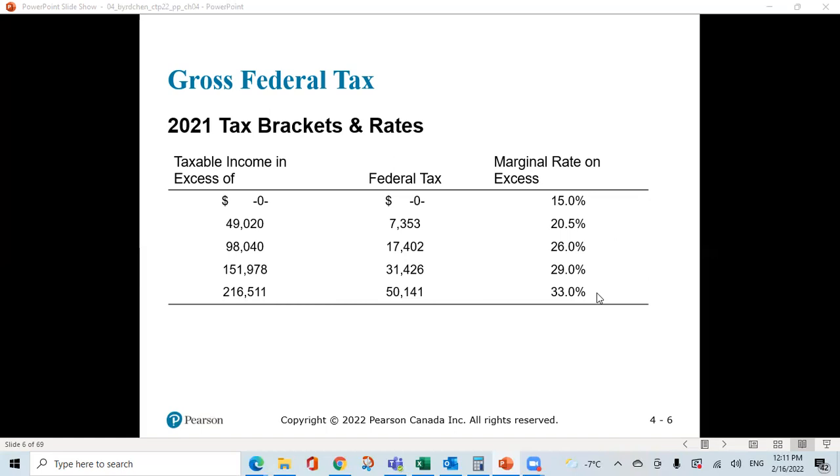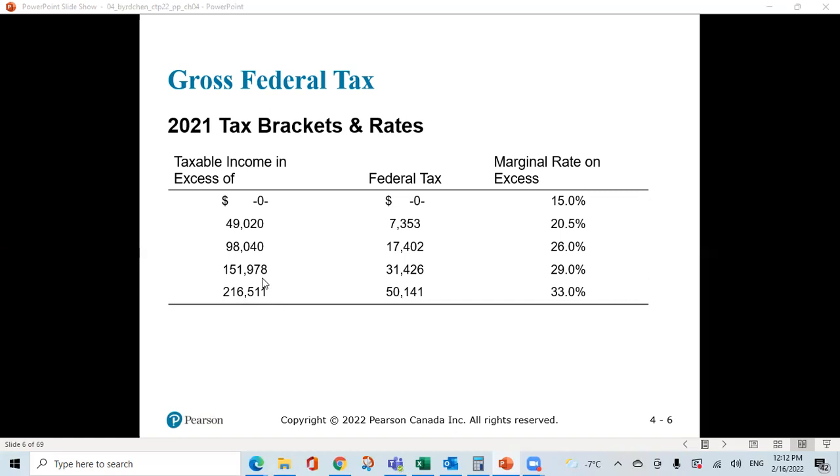The average rate is calculated by using $50,141 divided by $216,511. So that's probably around 23.2%. There is also a very common misunderstanding regarding the taxable income brackets. People think all the income is taxed at a higher rate. This is not the case, as each rate is a marginal rate.